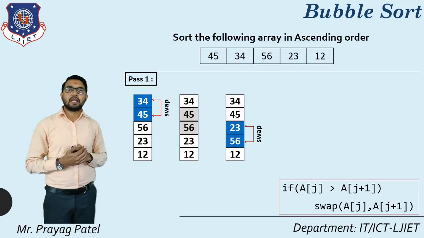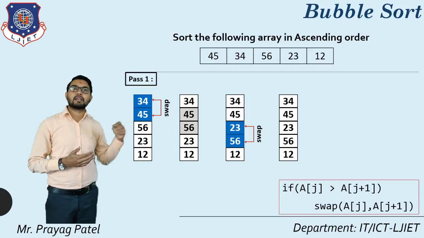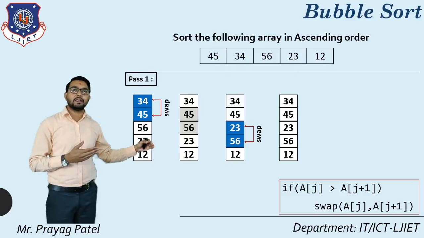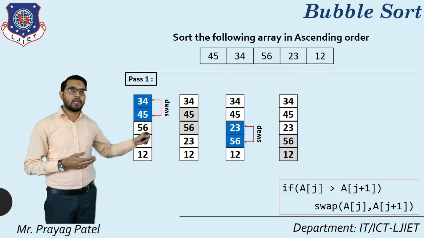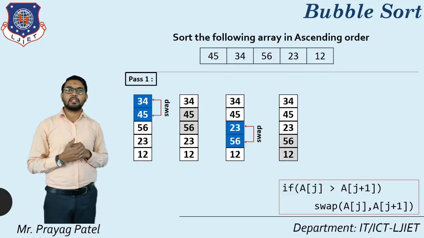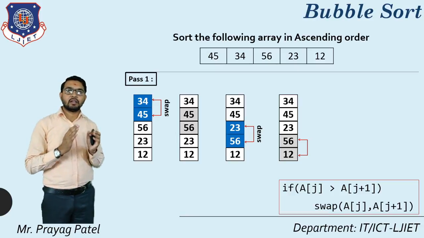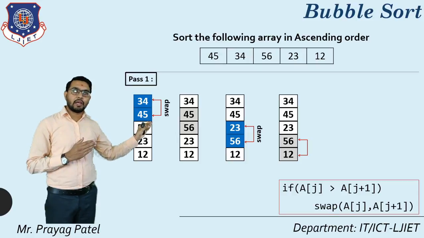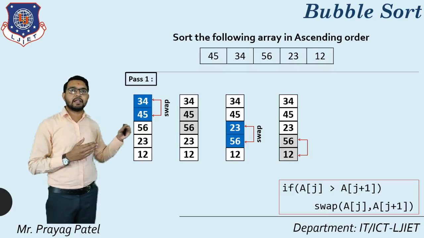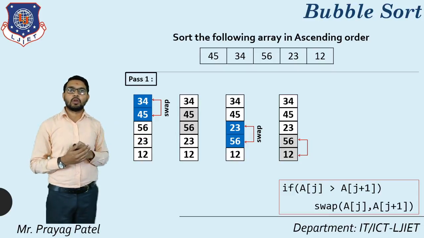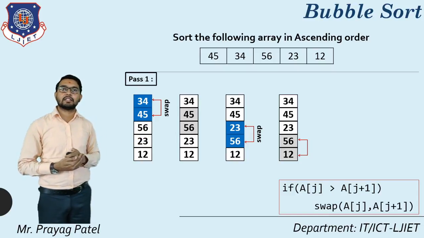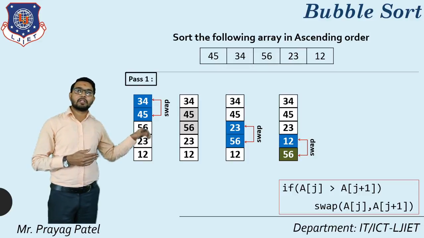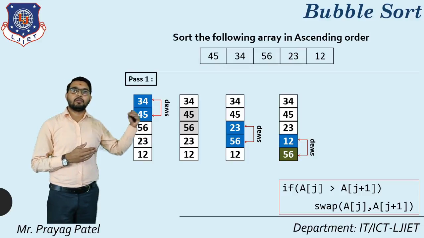After that, consider the next step as comparing the next two elements, meaning compare 56 with 12. So here we compare these last two elements, 56 and 12. Now consider the condition: 56 as A of j and 12 as A of j plus 1. So A of j is greater than A of j plus 1. The condition is satisfied, so we swap these two elements, meaning swap 56 and 12. After swapping, we have 12 at the upper position and 56 at the last position.